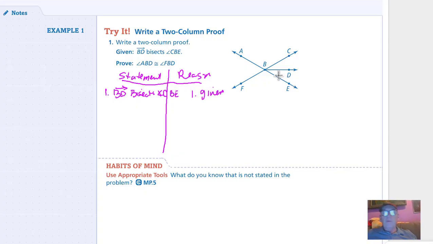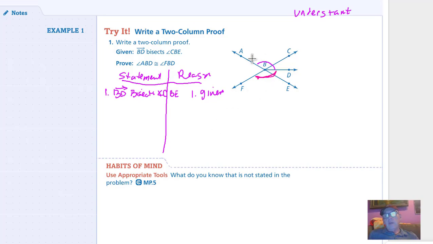Now, before we move on, we have to think our way through this and come up with a plan. So our four-step problem-solving process comes in. First step, understanding: you read the problem and ask yourself what they're asking you to do. They want us to prove that angle ABD is congruent to angle FBD. They want us to prove that these two angles are congruent to each other.